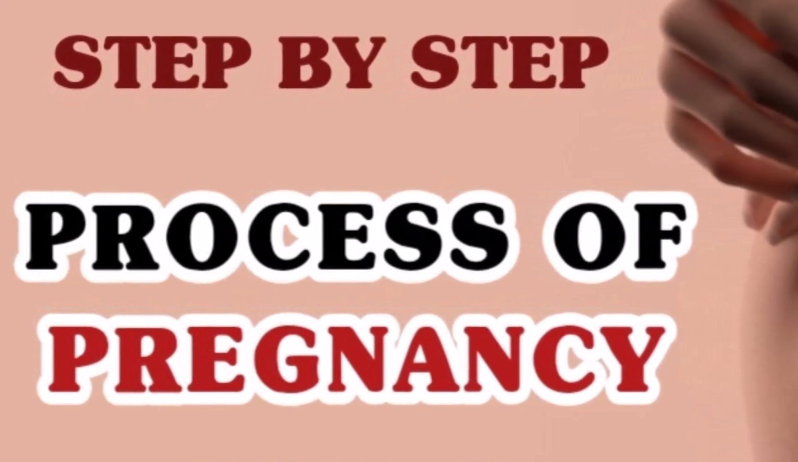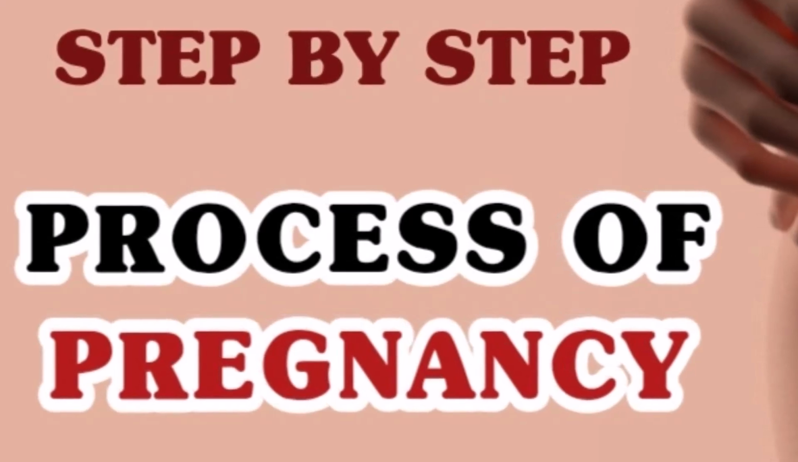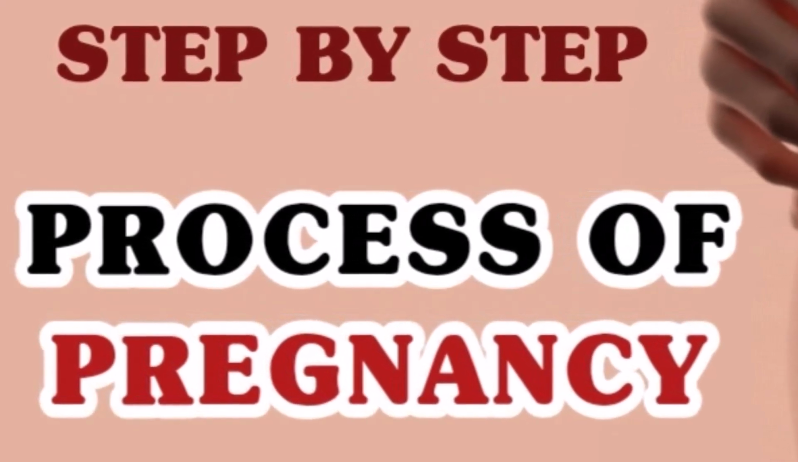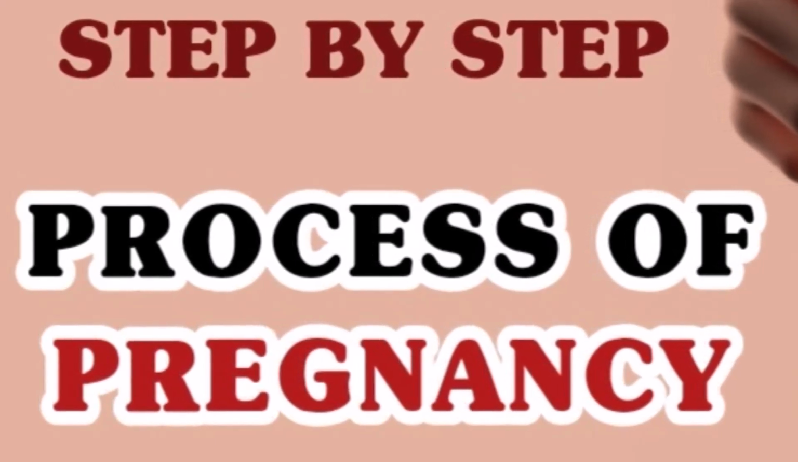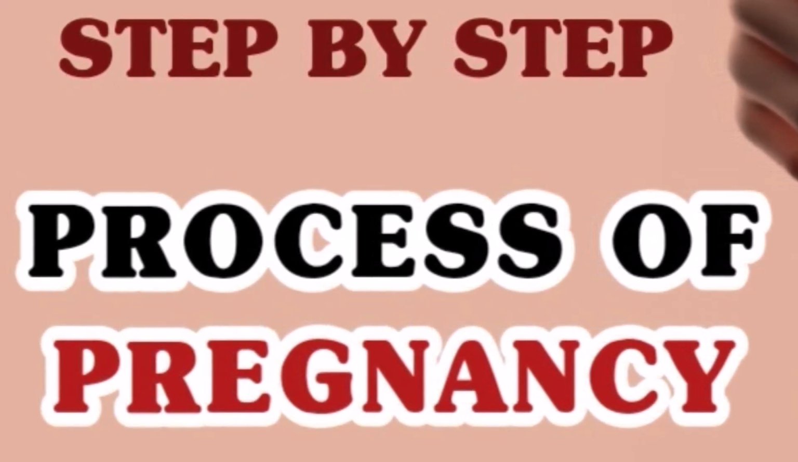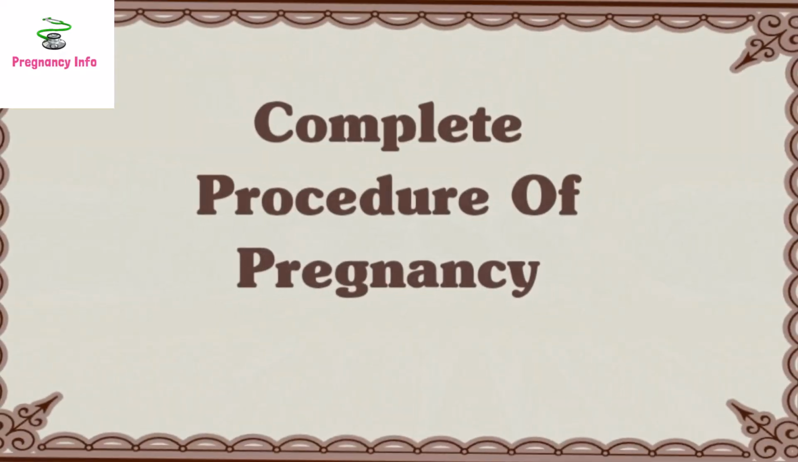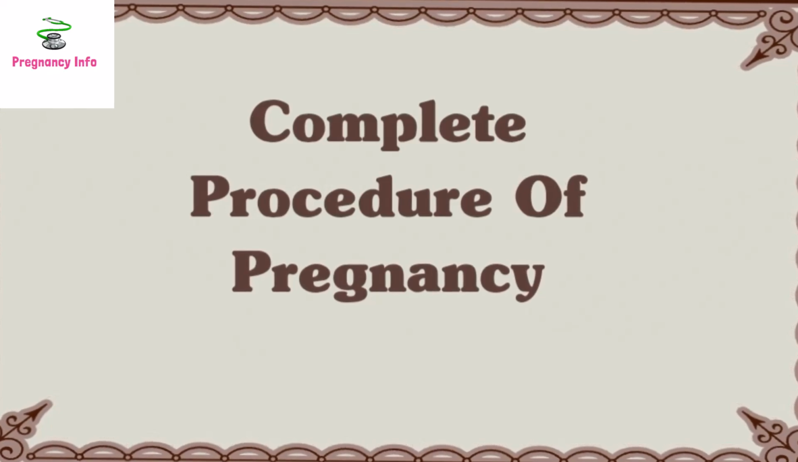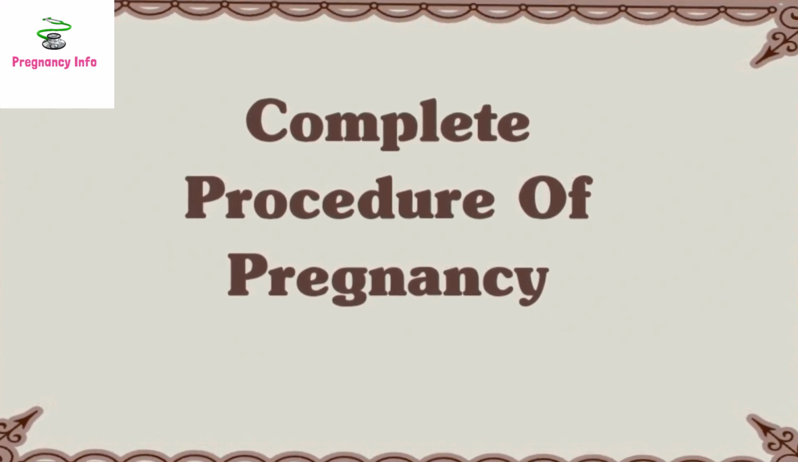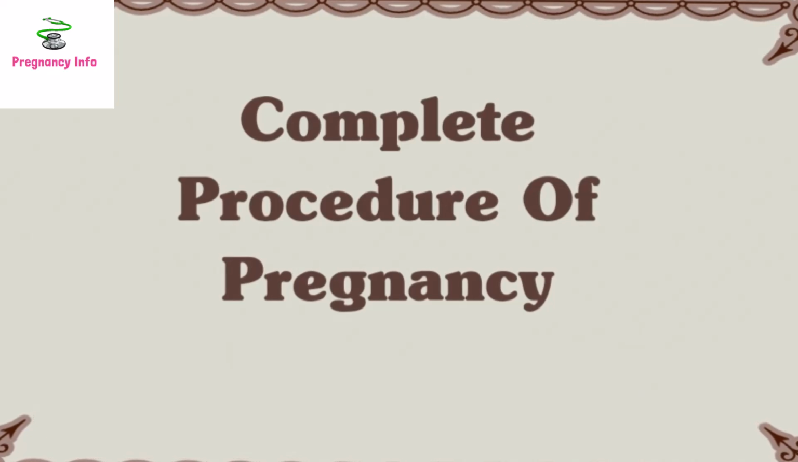Sperm is produced in the testes of males. During ejaculation, sperm combines with seminal fluid to form semen, which is released during sexual activity. Millions of sperm are released with each ejaculation, but only one sperm is needed to fertilize the egg and initiate a pregnancy. On the other hand, eggs are produced in the ovaries of females.